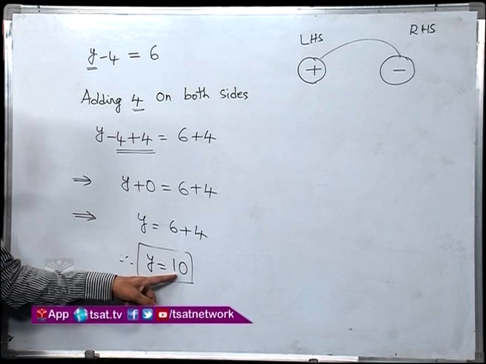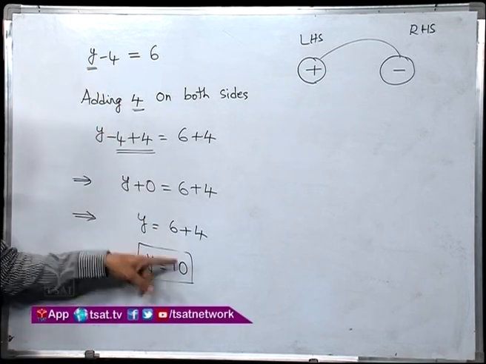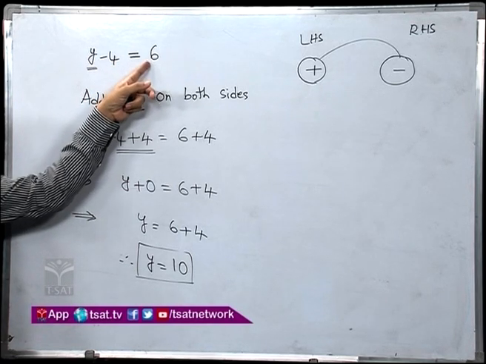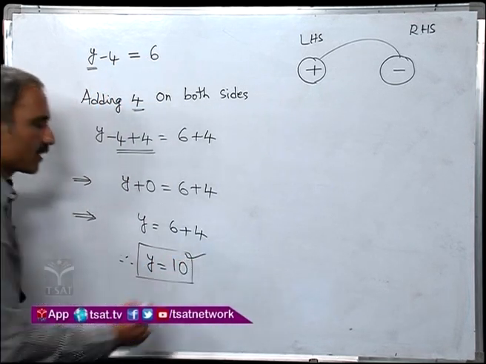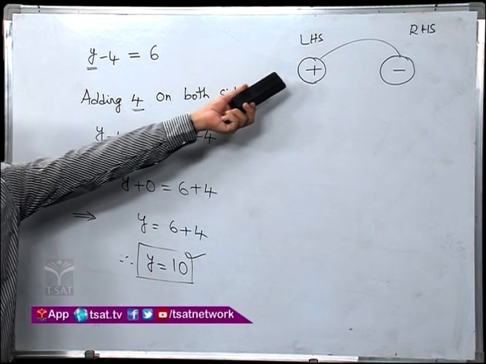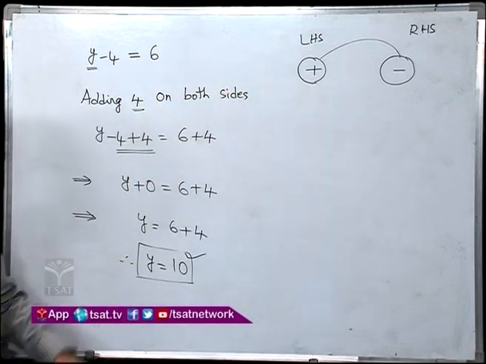Let us check whether this is correct or not. In place of y, write 10. What is 10 minus 4? 6. Are you getting RHS or not? Therefore, our solution is correct. Right. Now again, let us frame one more rule, the transposing rule.